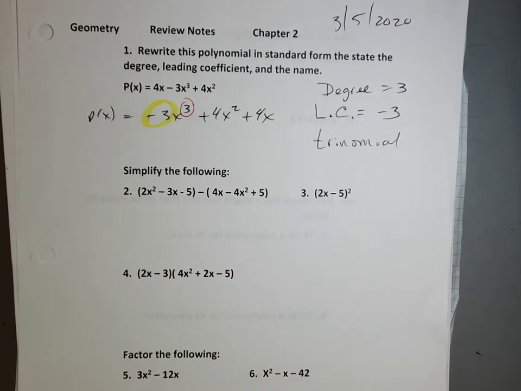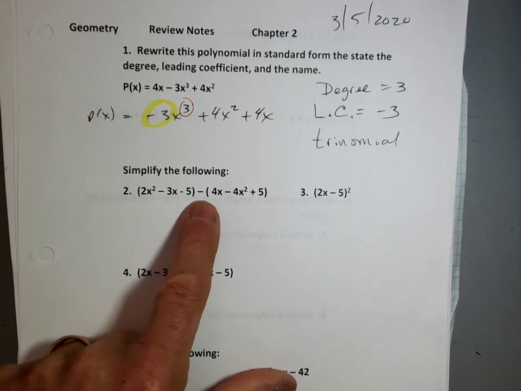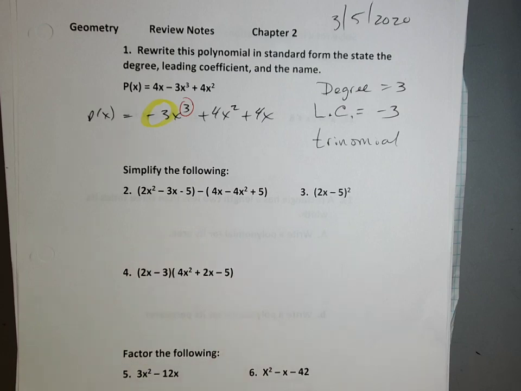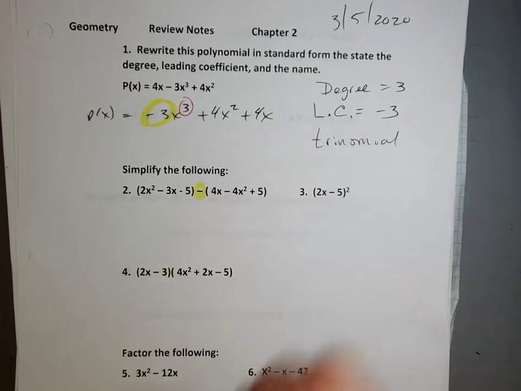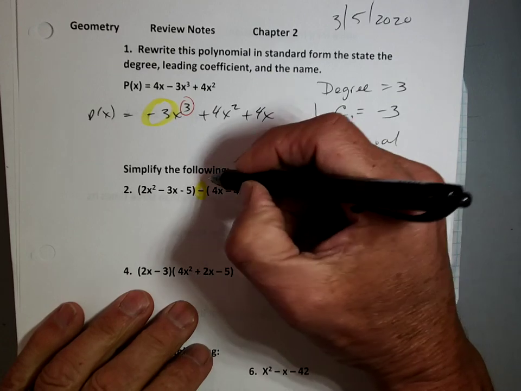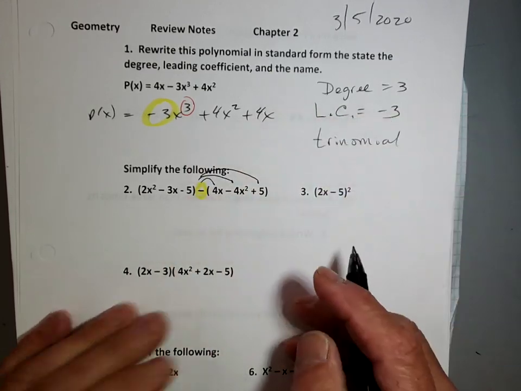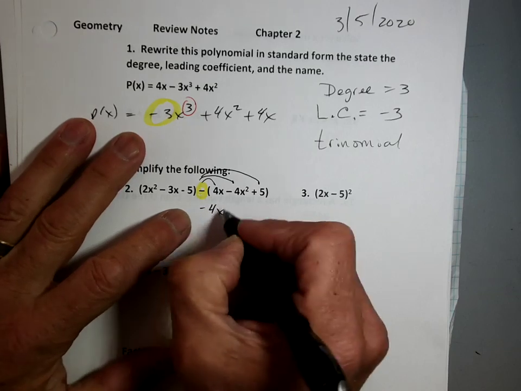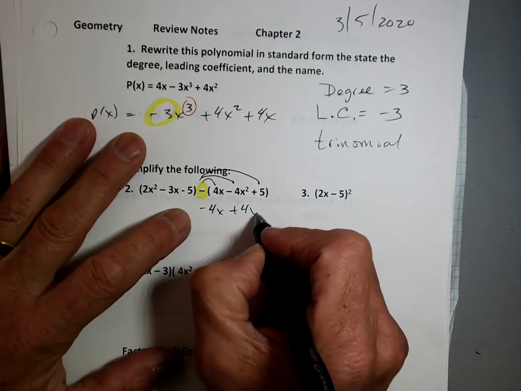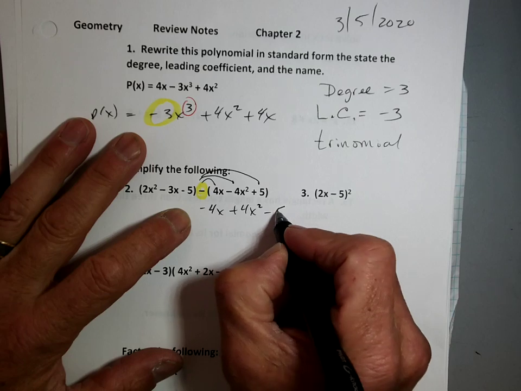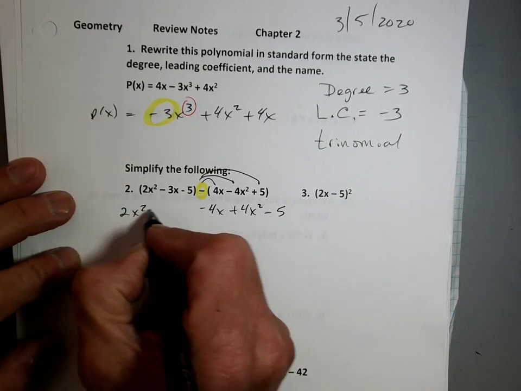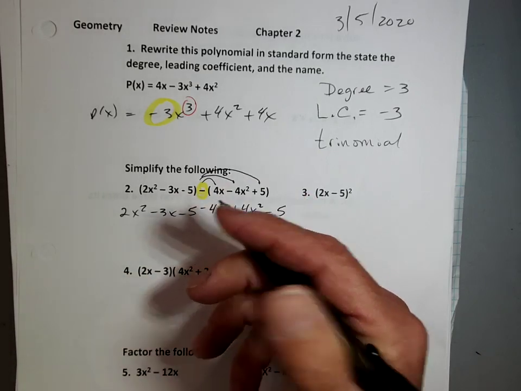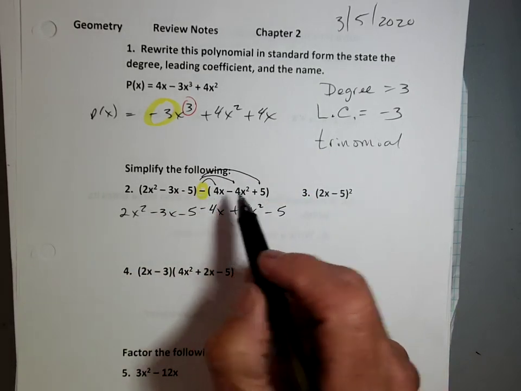Okay, number 2. I see subtract. What I do, because I always make mistakes, you've seen it, I make mistakes all the time. So I bring through the negative. What I'm going to do is bring the negative all the way through first before I combine like terms. So I'll make this a negative 4x, a positive 4x squared, and a minus 5. You don't necessarily have to do this step, but I do just because of the parentheses subtract.